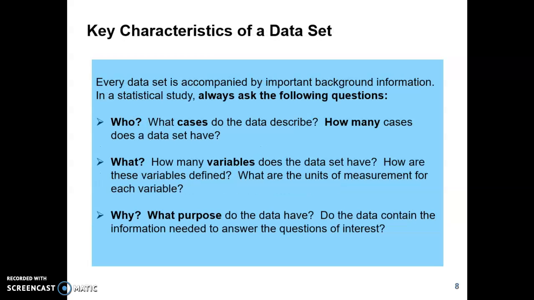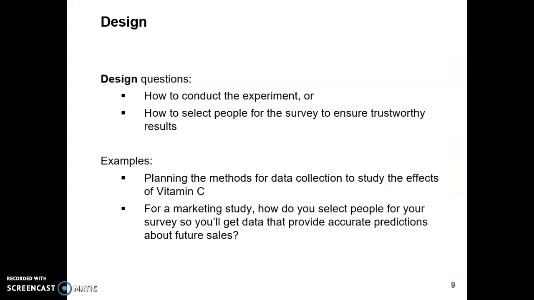So we're going to try to answer questions that say things like, who does the data describe? The who doesn't necessarily have to be a person. How many cases are we looking at? How many variables does the data set have? What are we looking at exactly for these cases? How do we define these variables? What are the units of measurement? Why? What purpose does the data have? Does it actually answer the questions we're trying to answer? Do an analysis for it to find the answer.